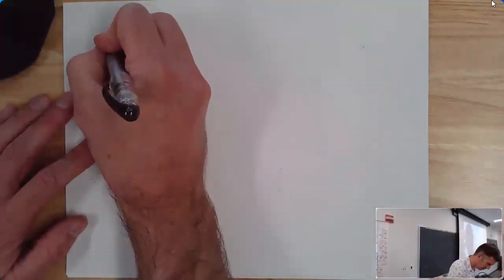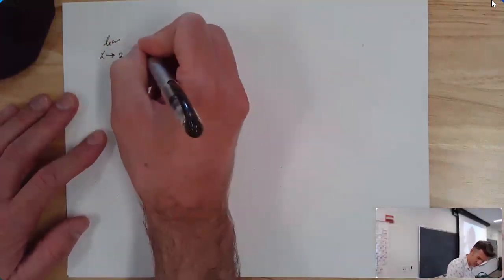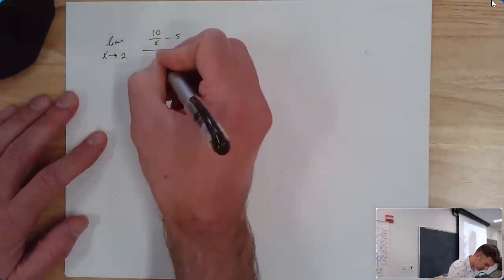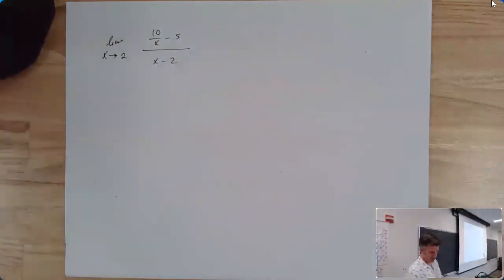Okay. Let's do this one. The limit as x approaches 2 of 10 over x minus 5 over x minus 2. And as you'll notice here, this is also a 0 over 0 type. Big surprise. So here we can't really do any factoring either. It's not a square root, so it's not a conjugate kind of issue. What we need to do here is just use some common sense and get a common denominator.